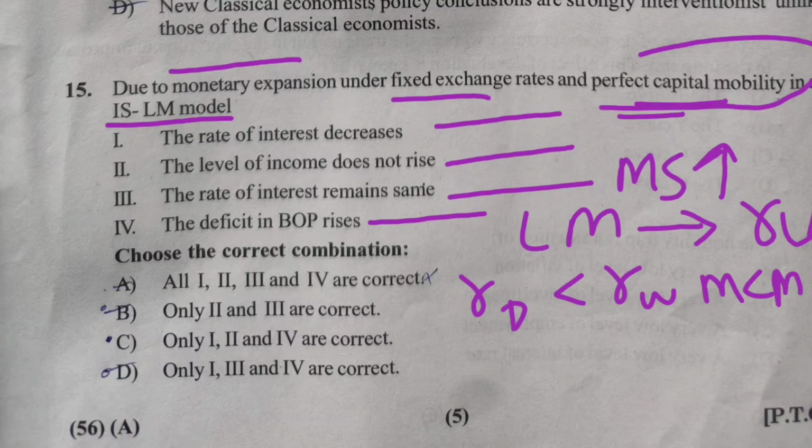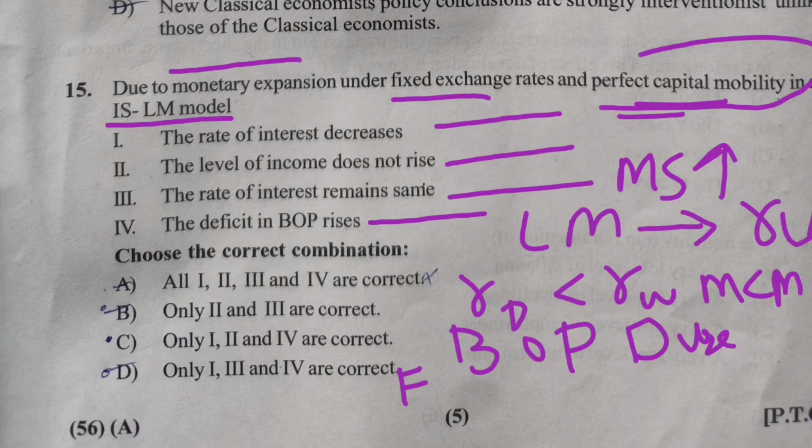Consequently, what will happen? The outflow of capital causes a balance of payments deficit to arise. Now, to maintain the fixed exchange rate, what will happen? The central bank must intervene in the foreign exchange market. And what will happen there? In the foreign exchange market, the foreign currency will be sold by the central bank and it will buy its own domestic currency.